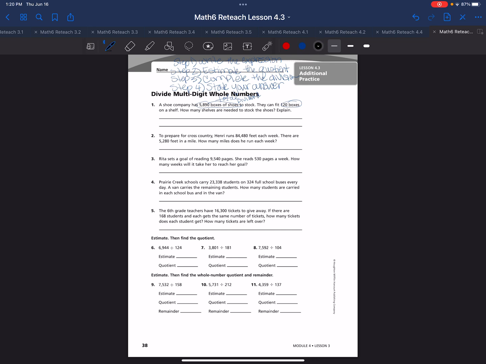Okay, so the first thing I want to do is write the expression. The expression would be 5,890 divided by 120. Okay, then we need to go ahead and estimate the quotient. So because this is my divisor here, I'm going to use that to help me estimate.